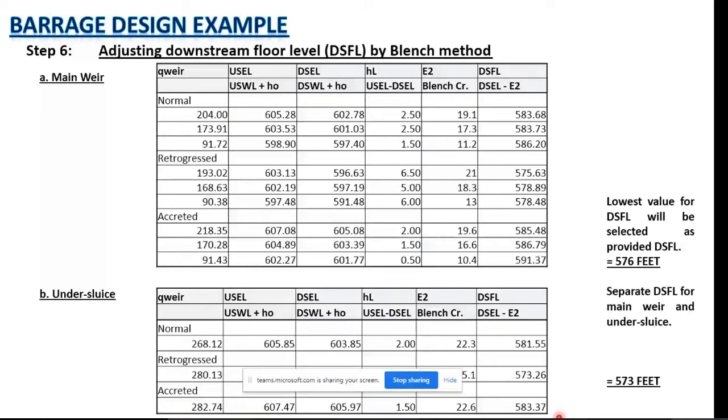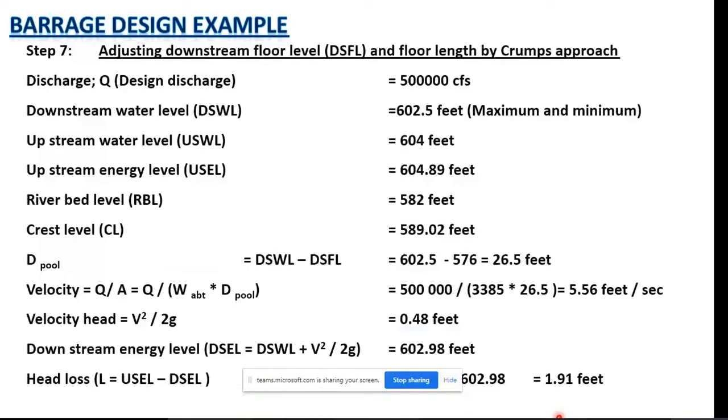The second method is adjusting the downstream floor level and floor length by the Crump approach. The next step is adjusting the downstream floor level, the same thing which I have done in the previous step. The floor length was left in the previous step. So in this step, we will use the same downstream floor level as decided in the previous step and apply a check to see whether the provided downstream floor level is correct or not. And further, we will decide the length of the downstream floor.